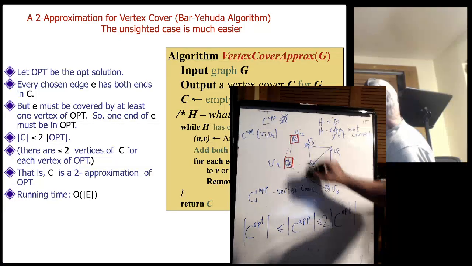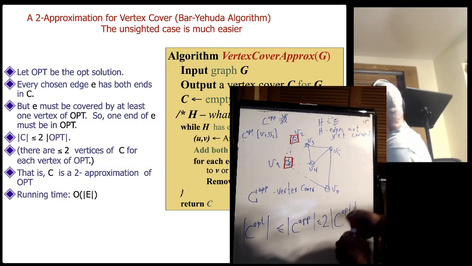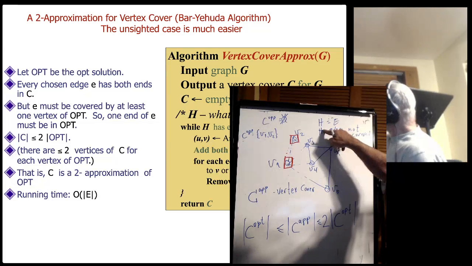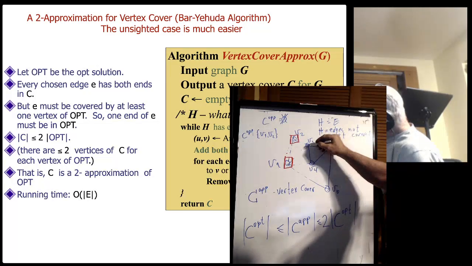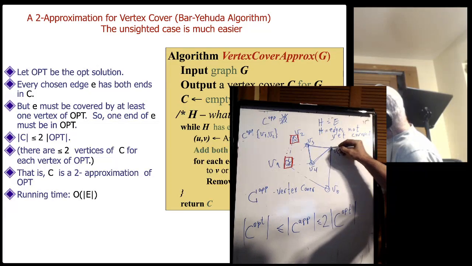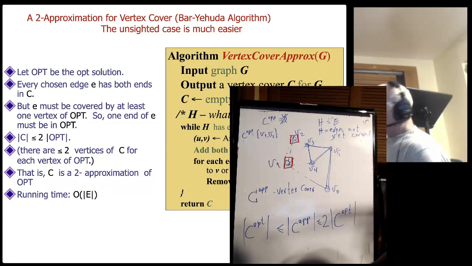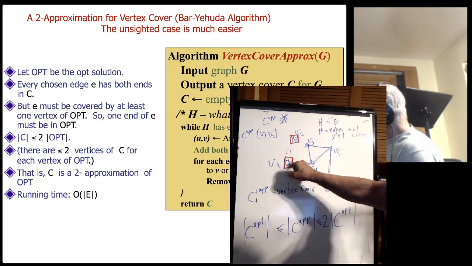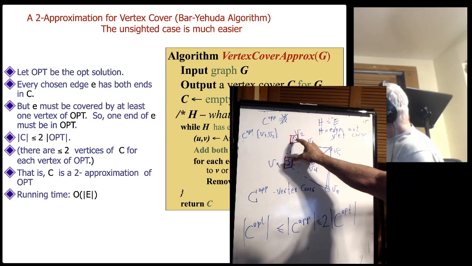And so what you see over here are the edges that are not covered. E prime are the edges which are not yet covered, which consist only of these four edges. Everything else has been covered. And what's the intuition so far? There is some optimum solution. In the optimum solution, the edge V1, V2 must be covered. Either V1 or V2 is in the optimum solution.